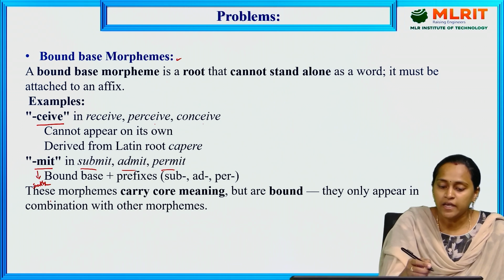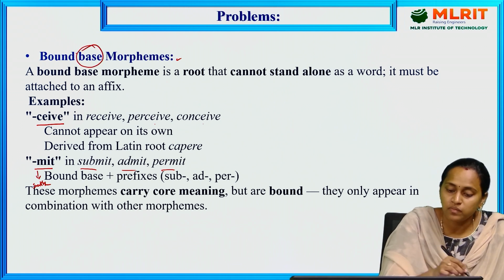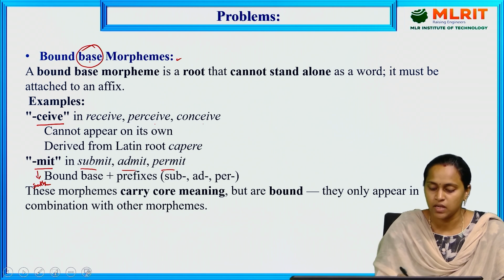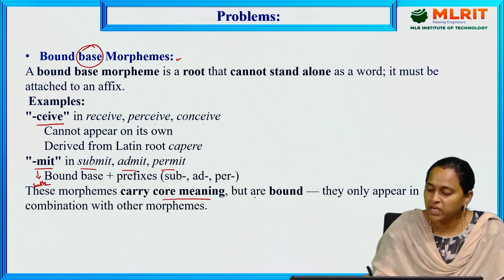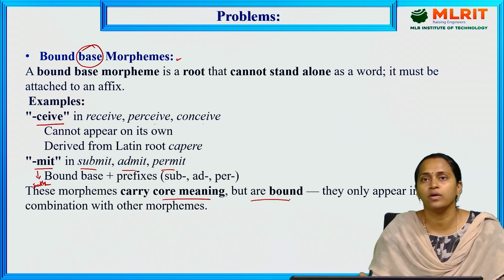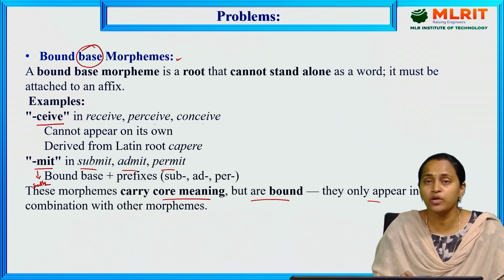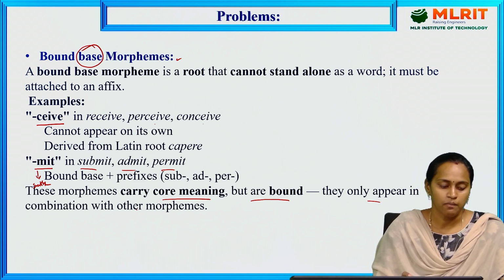That means here the base form, the root word, that means its stem, is based on some affixes. These morphemes carry core meaning, but are bound. They only appear in combination with other morphemes. Only in combination with other morphemes can they build a word.